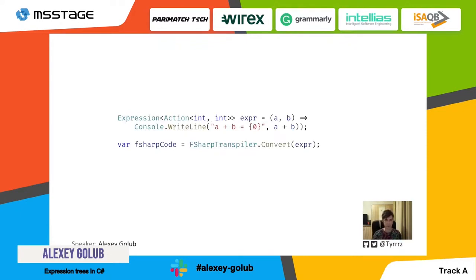So this is an expression that just writes to console, and as you can see, it's written directly in C#, but we also want to transpile it to F# code. So let's imagine we will have some F# transpiler class that we'll build in a moment, and by calling convert, that will return a string that contains the same code that we expressed, but in F# instead of C#.